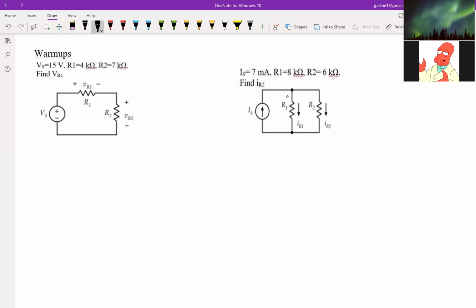All right, so the warm-up questions. Here we have two circuits. We'll start with the one on the left. And this one's simply asking us to find VR1. So what is the value of VR1 right here?